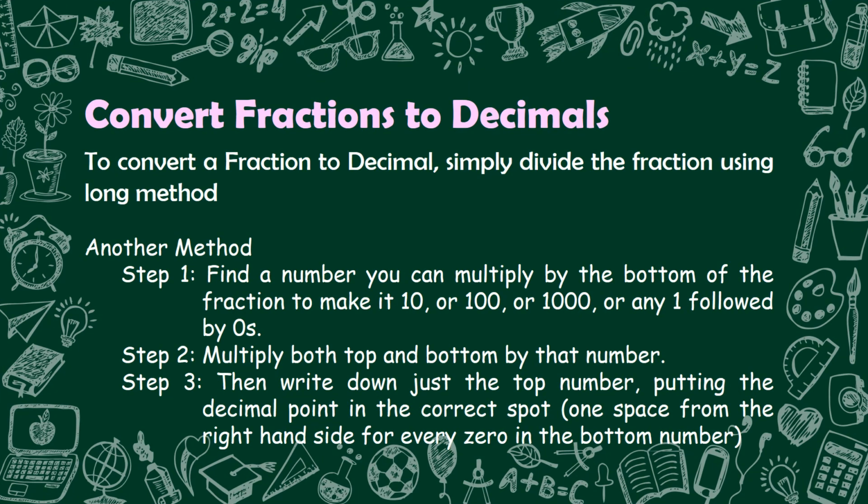Convert fractions to decimals. To convert a fraction to decimal, simply divide the fraction using the long method, or it is the long division. Another method is to follow these 3 steps. Step 1. Find a number you can multiply by the bottom of the fraction to make it 10 or 100 or 1,000 or any one followed by zeros. Step 2. Multiply both top and bottom by that number. And step 3. Write down just the top number, putting the decimal point in the correct spot, 1 space from the right hand side for every 0 in the bottom number.